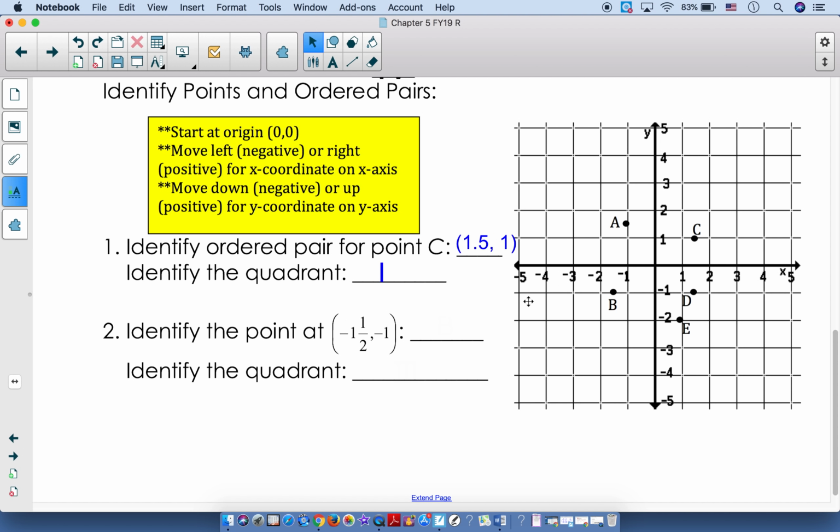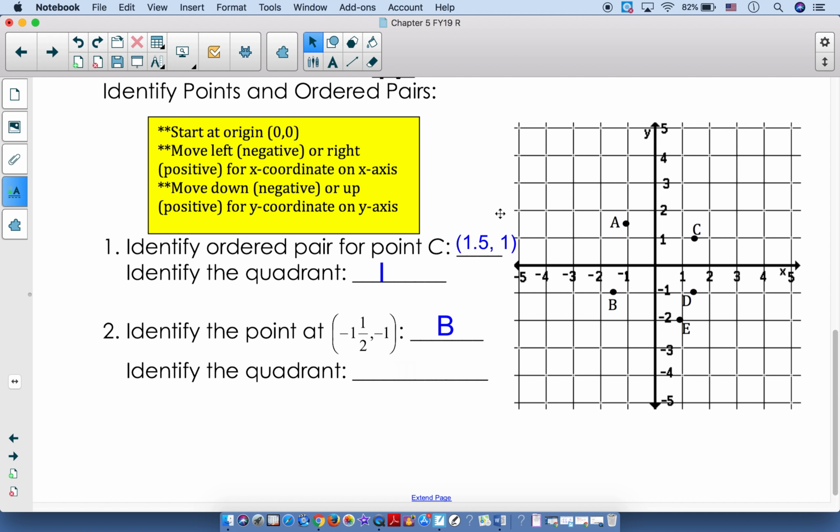Okay. Now, identify the point at -1.5, -1. So that first number, again, tells me to go left 1.5. So I'm going to go left to -1.5. Well, that's -1, and then I have to go halfway more. And then I need to go down 1. Well, I've landed at point B. So that ordered pair represents letter B.